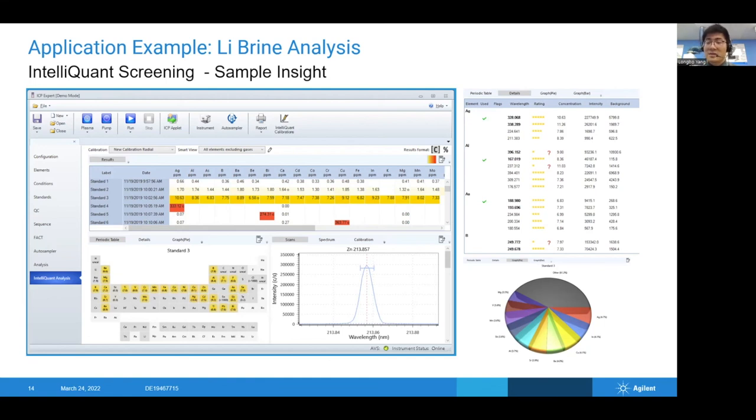In fact, the first thing we do when we receive customer samples is to run IntelliQuant on them. And please stay tuned for the results for this lithium brine analysis. We're writing an app note at the moment, and it's going to come out very soon.